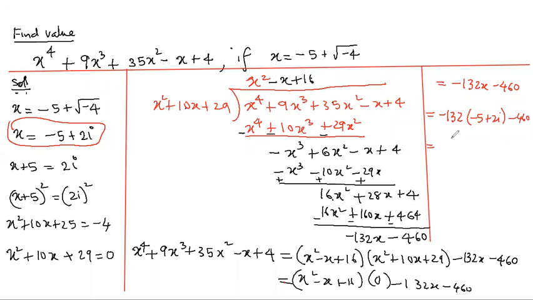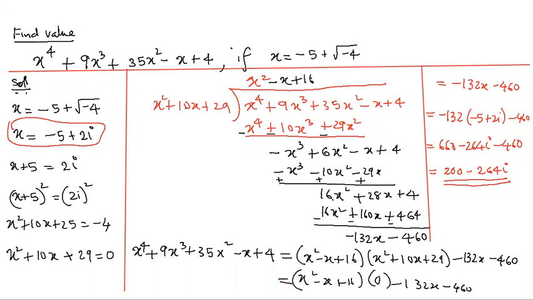So that became 132 multiplied with minus 5 will give you how much? 660. And this will give you 264i. Minus 460. So the answer for this problem will be minus 1120 plus 264i. So this time the answer is not a real number. The answer is a complex number. I hope you understood the technique.